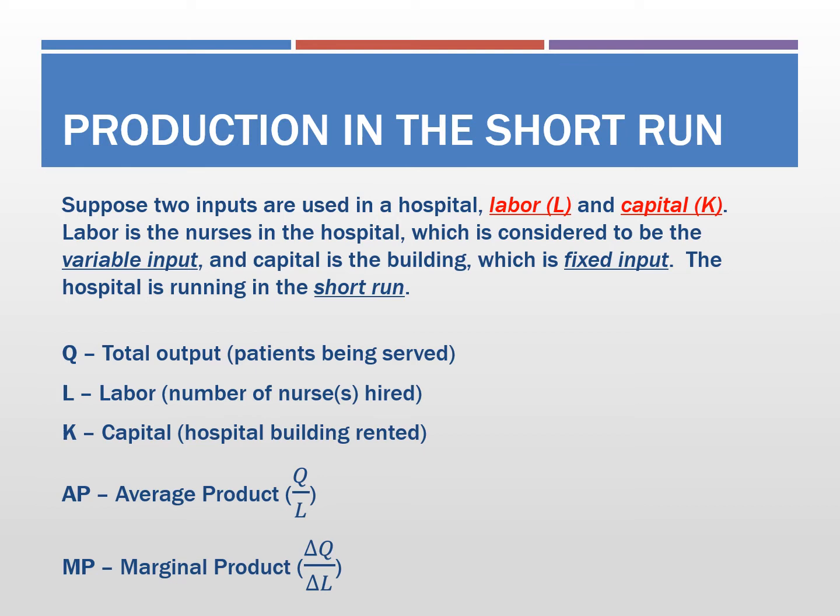We are going to calculate some metrics here. The first one is called the average product. The average product is the total quantity of output divided by the total number of variable inputs, in this case labor. We're also going to find a metric called the marginal product, which is calculated by taking the change of the total output divided by the change of the variable input, which is labor in our case.